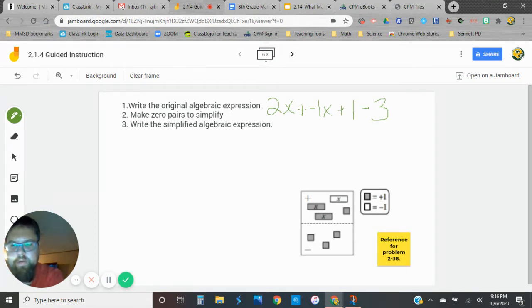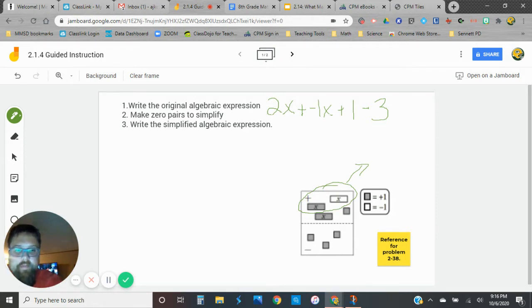X could be any number, but let's just say it was something simple like 5. If X was 5, then 5 and negative 5, 5 minus 5 is 0. We know that when you add 0 to anything, it doesn't affect that number. If you had 5 and added 0, you would still be at 5. So we can actually get rid of anything that makes 0 on this mat. What you do is just kind of circle. Now let's draw an arrow like it's leaving, like it's not there anymore.